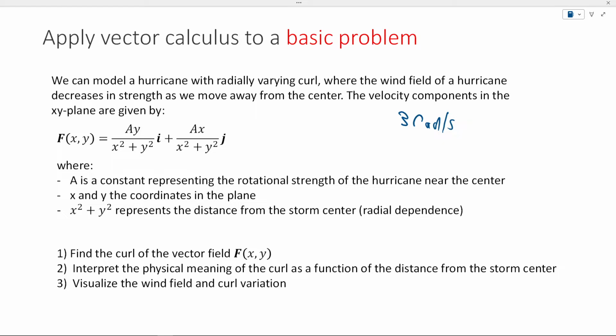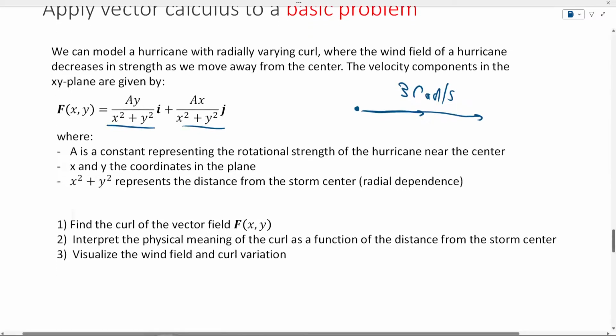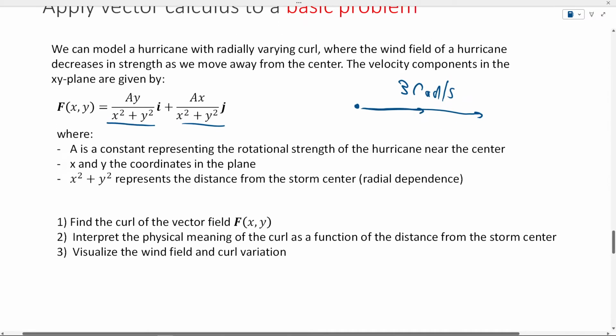And x and y are our coordinates in the plane, and x squared plus y squared represents the distance from the center of the storm, like radial distance. So this represents how far away I am from the storm. That's basically represented by these terms. I'm asking you for a few things. Find the curl of the vector field.